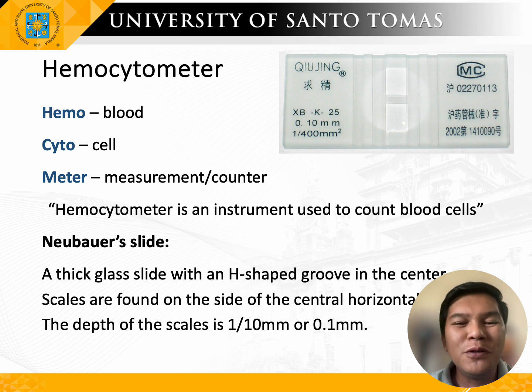using Neubauer's slide. Neubauer's slide is a thick glass slide with an H-shaped groove in the center, as you can see in the figure. Scales are found on the side of the central horizontal groove, and of course the depth of the scales is 1/10 or 0.1 millimeter. So you can see here the haemocytometer, specifically the Neubauer's slide.